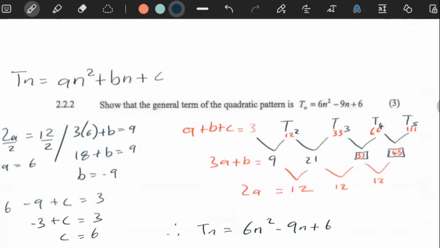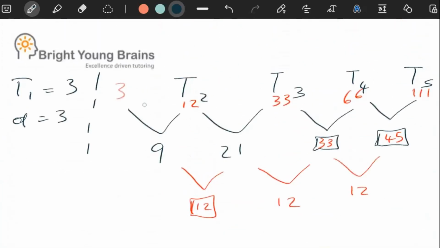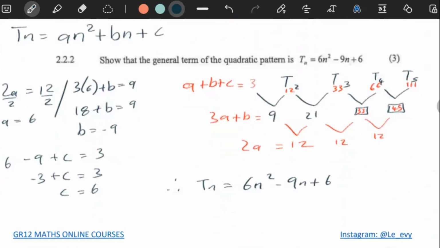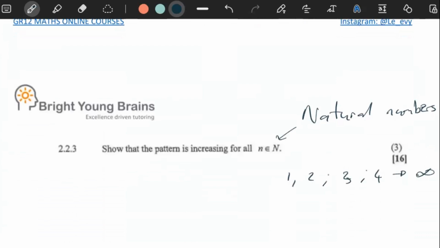Meaning, we should show that even though this is a quadratic number pattern, starting from 3 going onwards, these numbers will forever be going up. We should show that there isn't a time when it's maybe dropping. So what's the mark allocation? It's a 3-mark question.